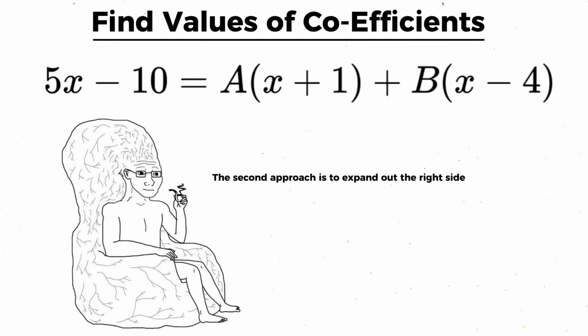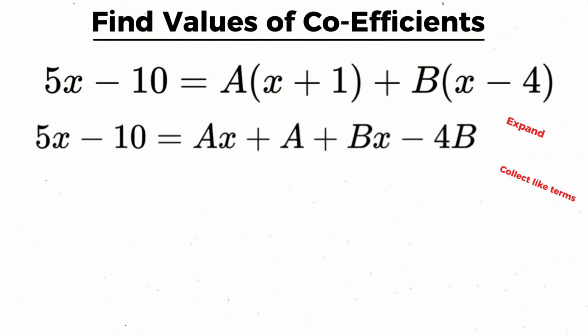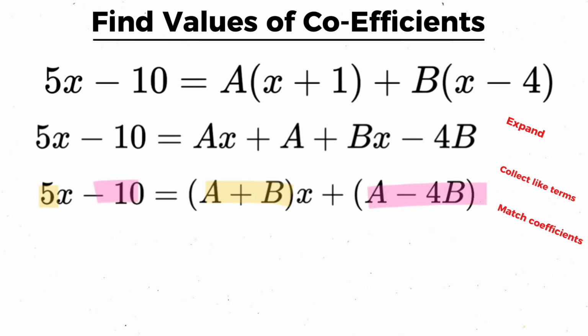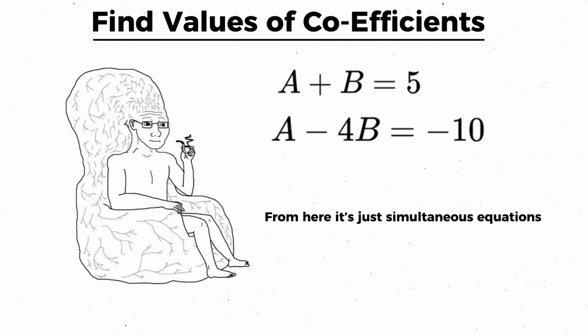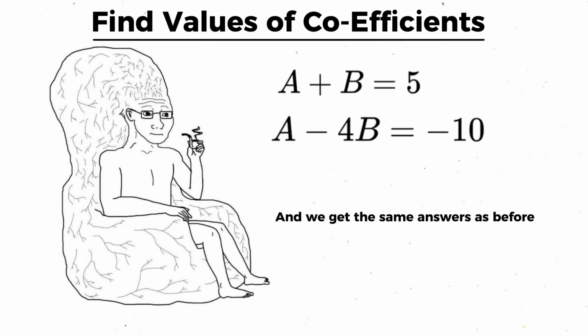The second approach is to expand out the right side. Collect like terms. And then you can make equations from the coefficients of x. From here, it's just simultaneous equations. And we get the same answers as before.